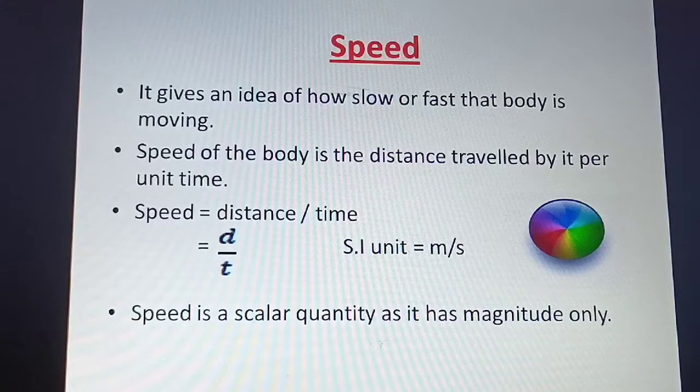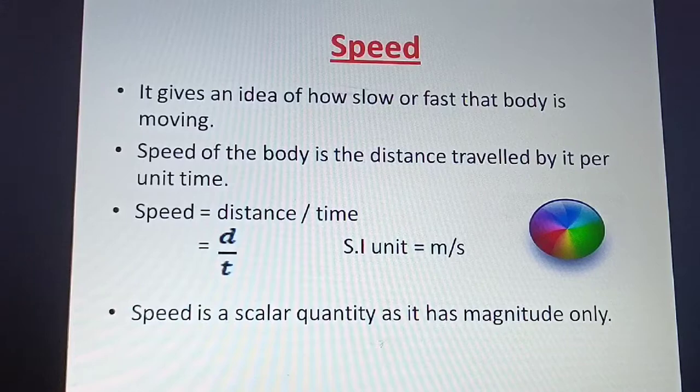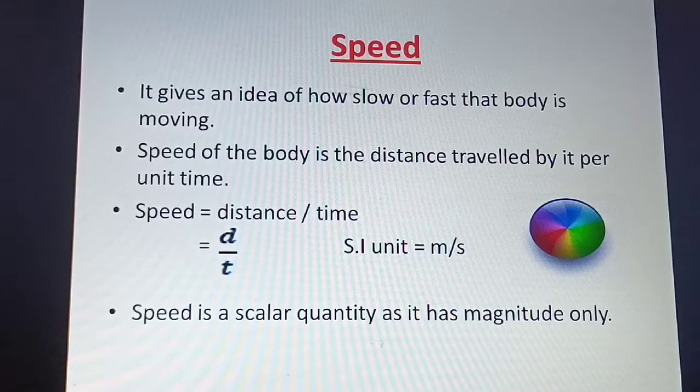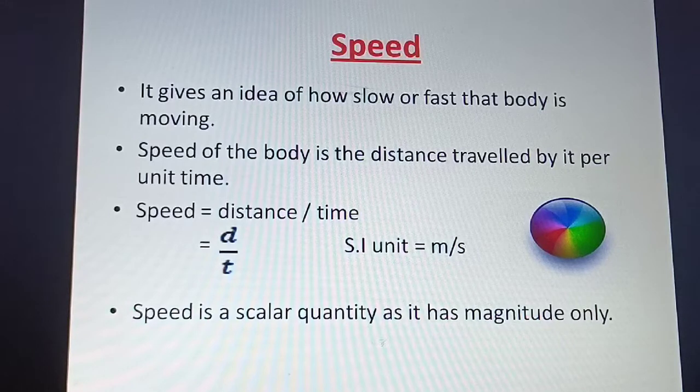Good morning students. In previous videos you have seen the distance and the displacement. Distance is the actual path, that is the total distance, whereas displacement is the shortest distance from initial to final position. So today we'll see about speed and velocity.